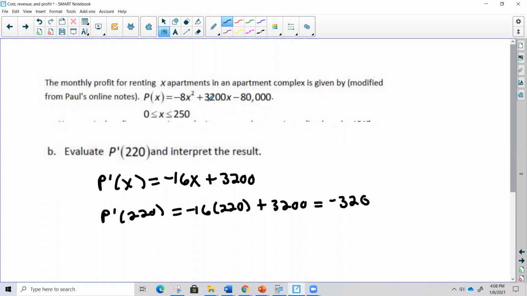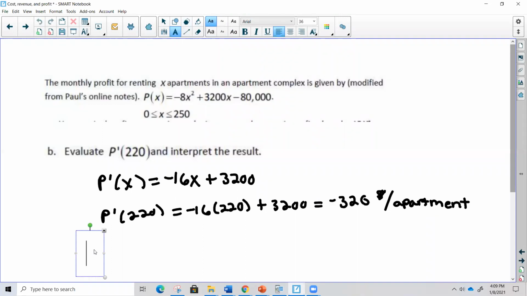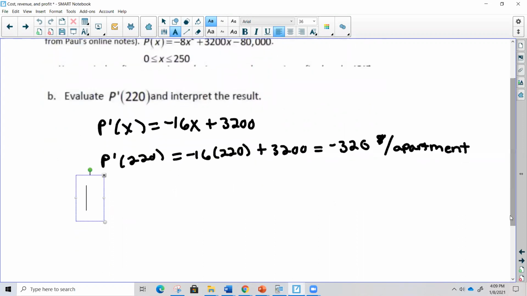So they don't give me the units for P of X, but that means it would be in dollars. So this would be dollars per apartment, because the X is in apartments, would be the units. And then the question says to interpret it. So because it's negative, the profit is actually decreasing.